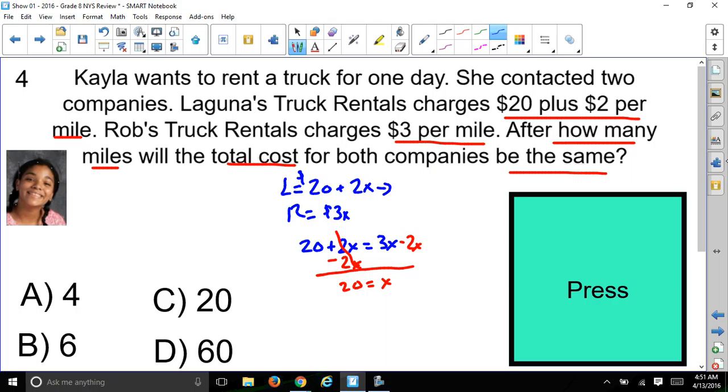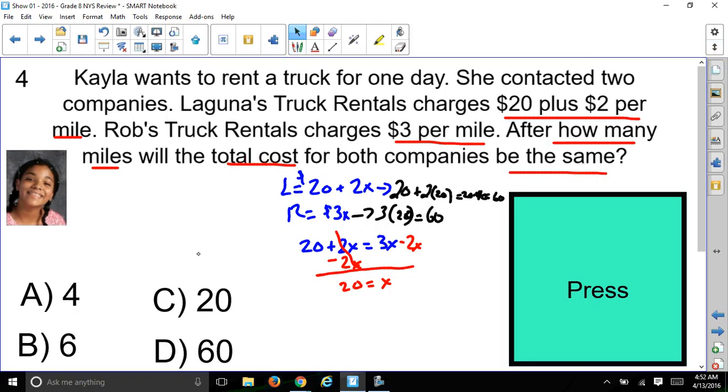$20 plus 2 times 20 miles. Let's see what that equals. That's $20 plus $40, and that is equal to $60 that Laguna will charge. And Rob's Truck Company will just charge for 20 miles, $3 per mile. That's 3 times 20, and that'll give you $60 also. So for 20 miles, it'll cost $60.